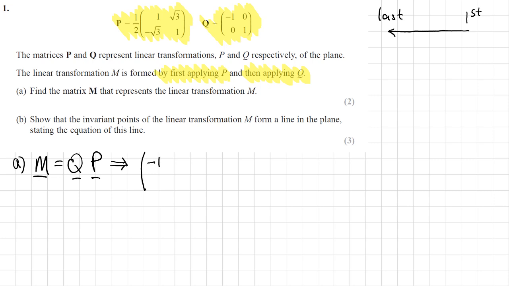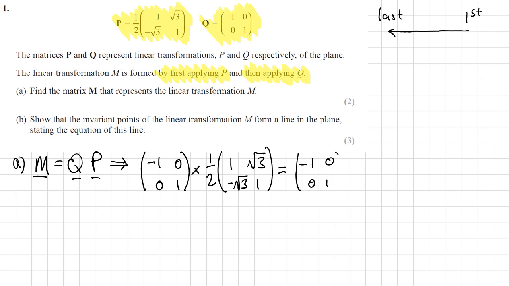So we've got negative 1, 0, 0, 1, and that's times P, which is a half, 1, root 3, negative root 3, 1. Okay, I want to get rid of that half, so I'll stick that into the P matrix. So I have negative 1, 0, 0, 1, and then if I divide every element by 2, I get a half, root 3 over 2, negative root 3 over 2 and a half. Okay, so let's multiply these out.